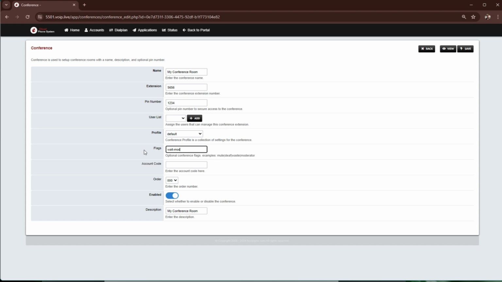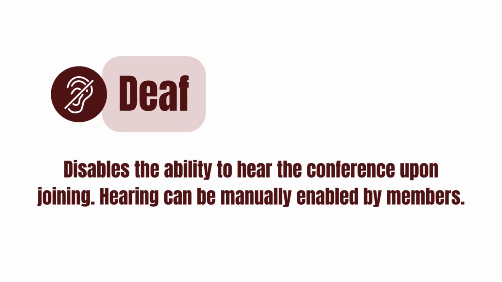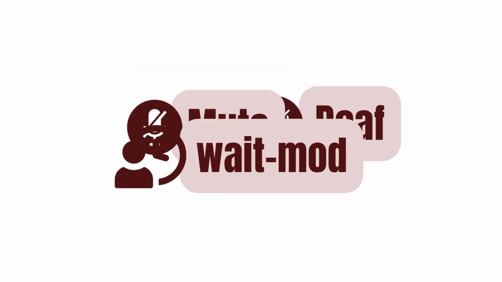Other commonly used flags include Mute and Deaf. The mute flag restricts callers from speaking until given permission by the moderator, while the deaf flag renders callers unable to hear anything until the moderator enables their audio. You can combine flags in the same field. Simply separate them with a pipe.